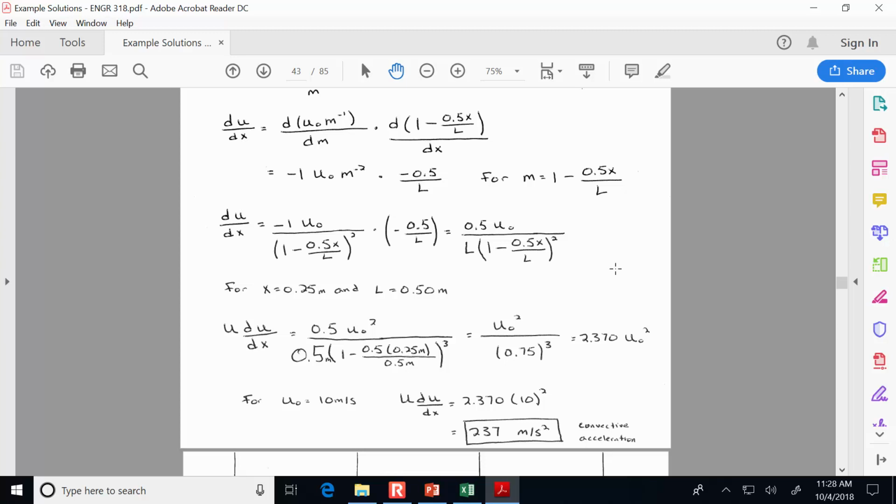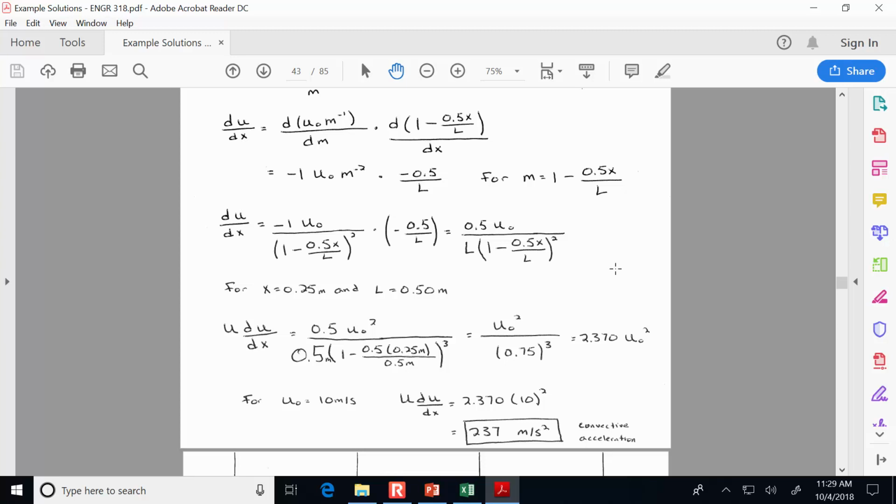Okay. So what that works out to, if we substitute these and do the calculations, and so with your calculator you could see that 1 minus half times half is going to be 1 minus a quarter. So multiply that by 0.5. Then u du dx is u naught squared divided by 0.75 to the 3rd power. And remember that our definition of velocity, when this got the 2nd power, then this became the 3rd power, because in the denominator of the velocity, down here we've got 1 minus 0.5x divided by L. Okay, so that's 0.75 to the 3rd power. So that works out to be 2.370 u naught squared.